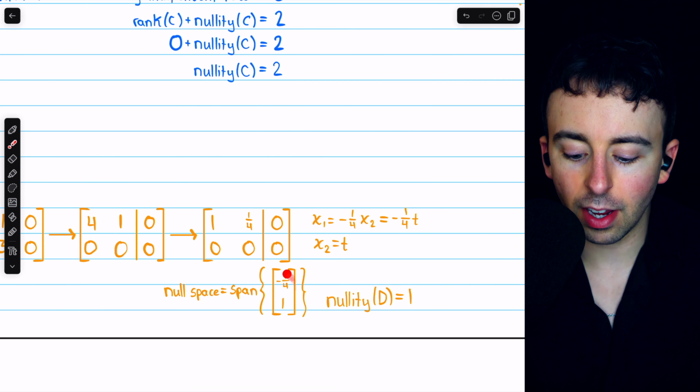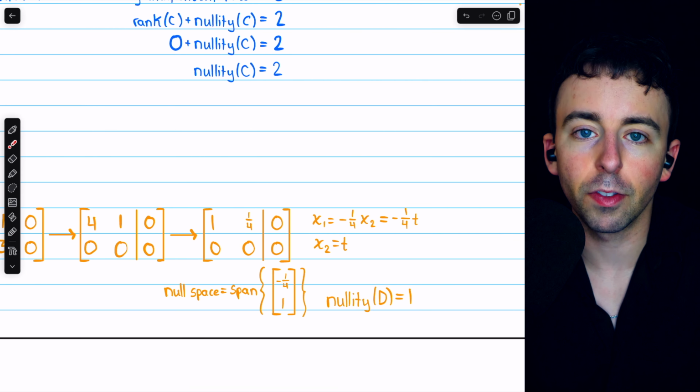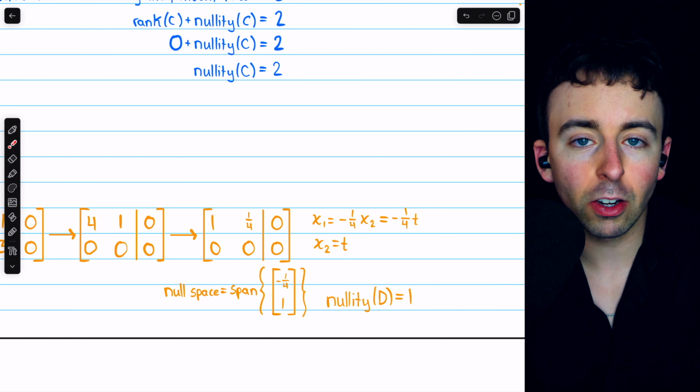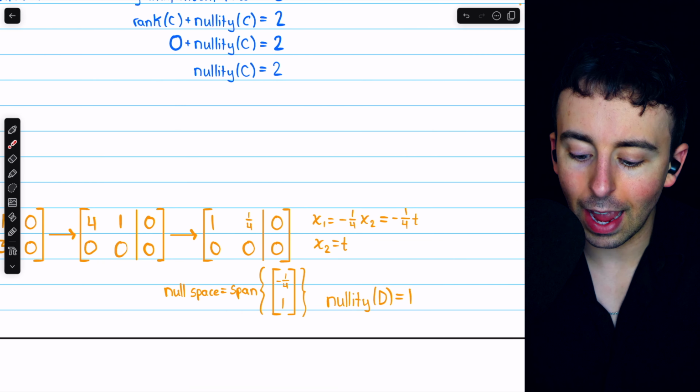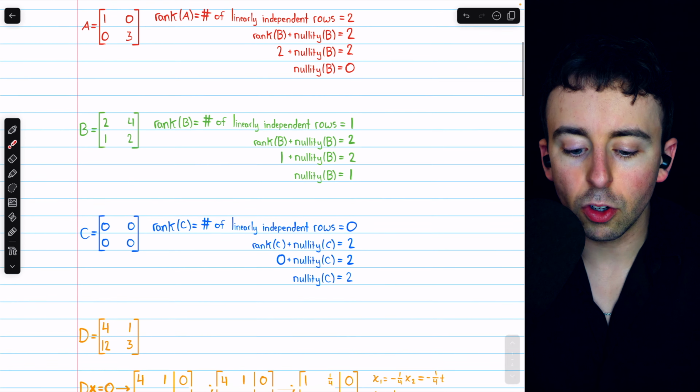By taking all scalar multiples of this vector, that is the span of the vector, we would obtain the entire null space of the matrix D. Since there's only one vector in the basis, the dimension of the null space is 1, hence the nullity of D is 1. That's how to find the nullity of a 2 by 2 matrix.